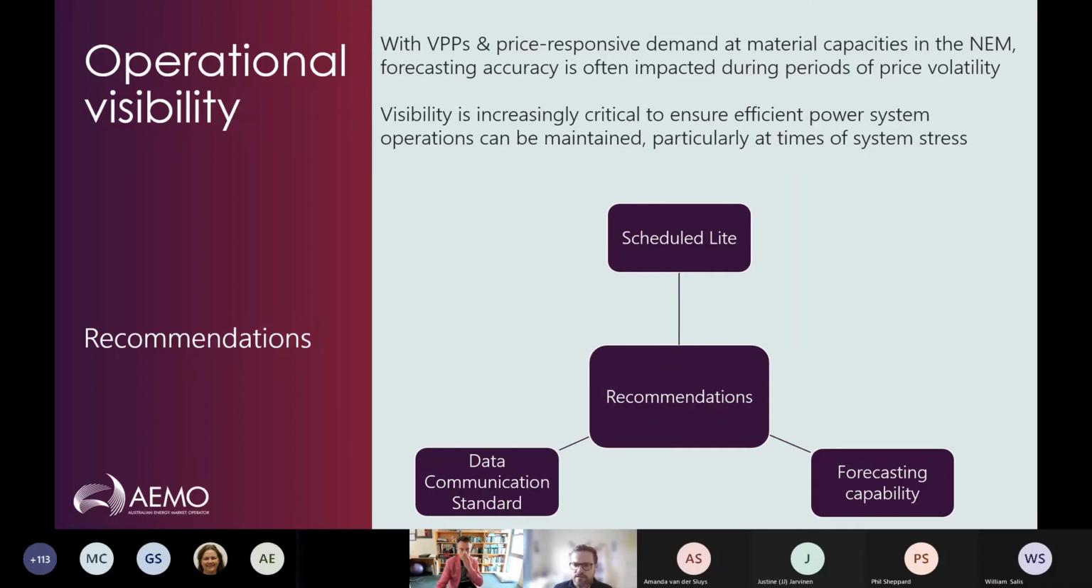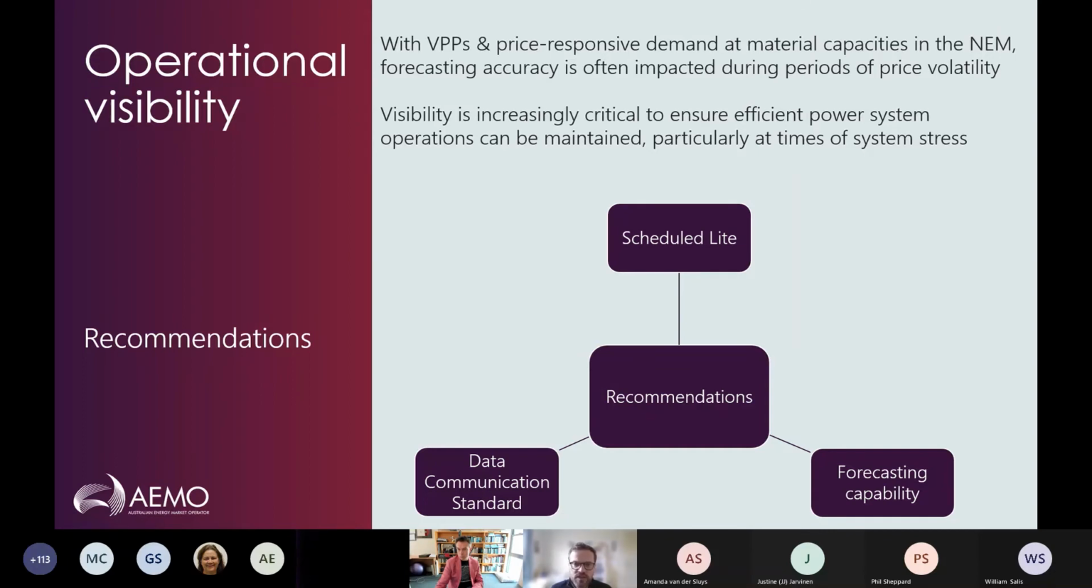There's a report that the AMC commissioned as part of one of their rule changes recently from GHD and Hard Software that highlighted the costs of participants connecting to the SCADA system to provide that operational visibility, and the costs are currently quite extensive. Part of this data communication standard review would be to explore more cost-effective ways to get that type of data into the system.